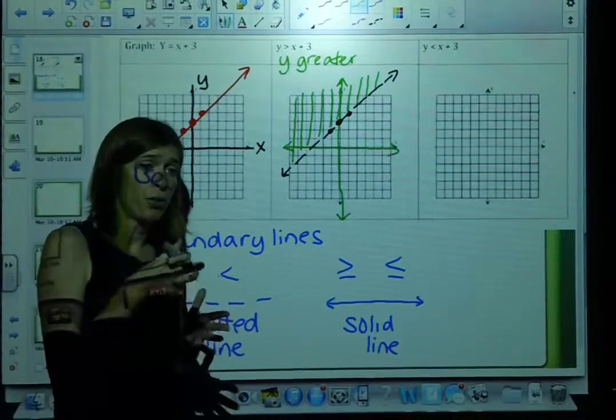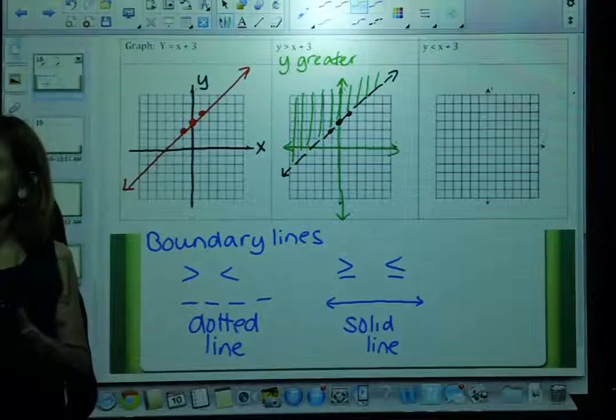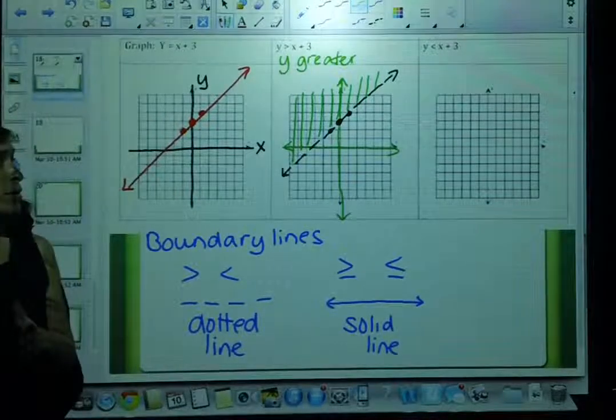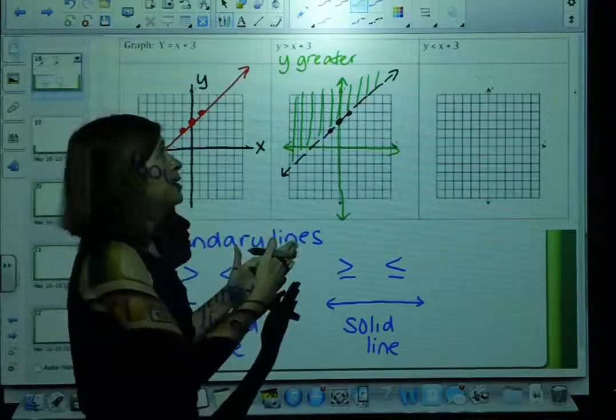I'm going to show you another way to do this in case that's hard. At the end of the dotted lines, you still put your arrows at the end. Okay? All right, now let's look at the other one.